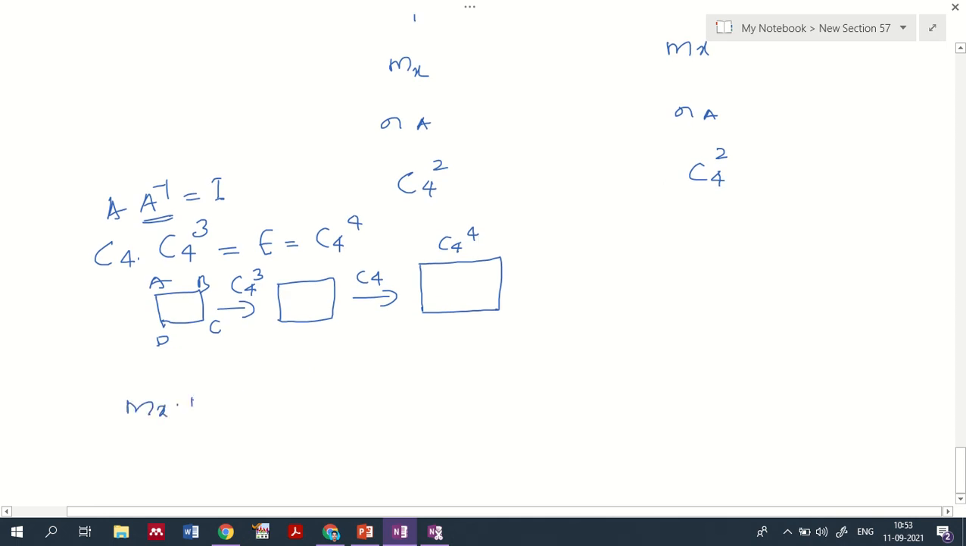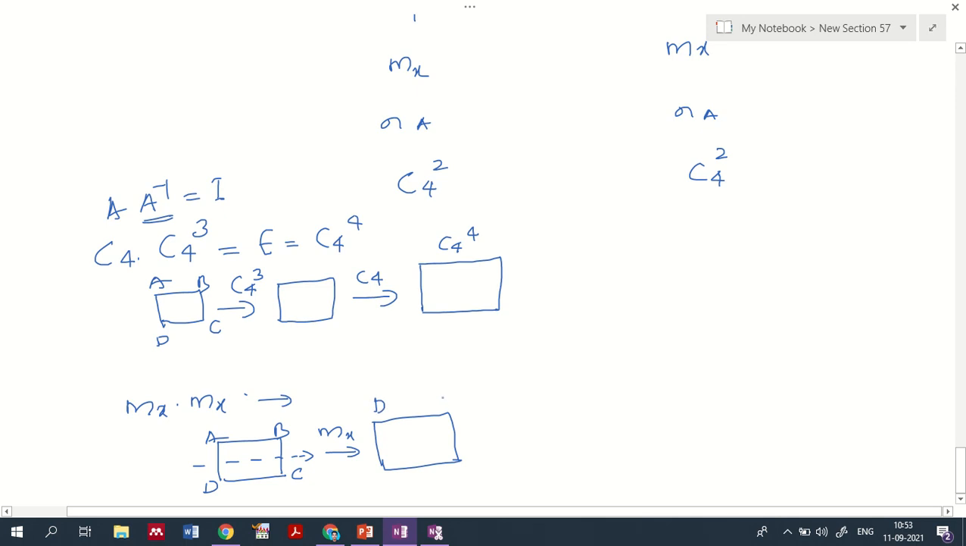Okay, MX into MX. That is, you have a ABCD എന്ന് പറയുന്ന ഒരു സ്ക്വയർ ഉണ്ട്. Here you have to place a mirror along x-axis, and under MX symmetry, this will be transforming to what? This will be transforming to what you will be getting? ABCD എന്ന് പറഞ്ഞ എന്താവും?